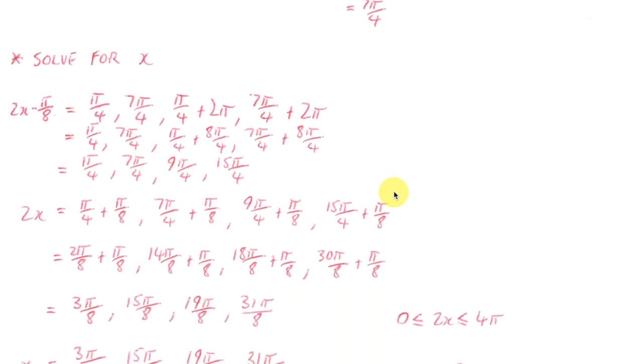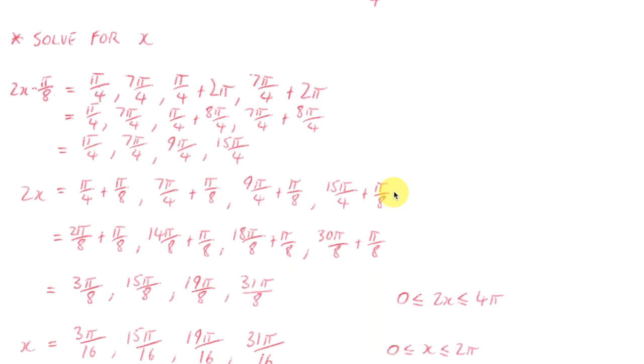I'm looking at solving for x. So solving for x, well, I've actually got 2x minus pi on 8 at the moment. So my first two solutions are pi on 4, 7 pi on 4. Remember, I'm looking for solutions for 2x being between 0 and 4 pi. So I add multiples of 2 pi to that to make sure that I end up over my domain that I'm after.